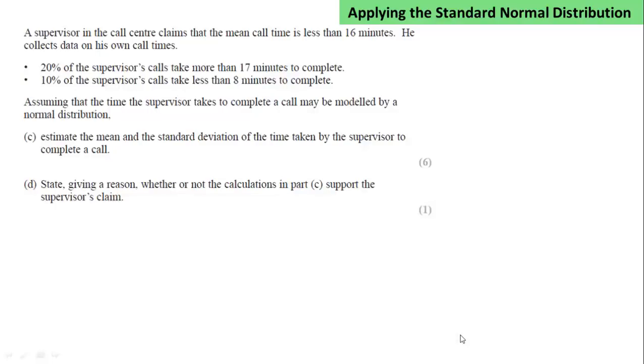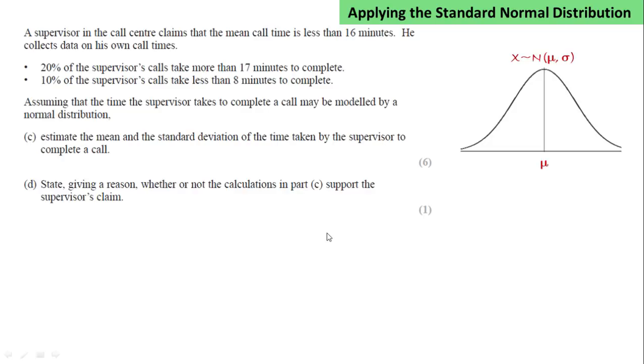Okay, we continue. It's quite a long question. In fact, most of the statistics questions are very wordy, so you have to go through them carefully. So here, a supervisor in the call centre claims that the mean is actually less than 16. He collects data on his own call times. And so 20% of his calls take more than 17 minutes. 10% take less than 8 minutes to complete. Okay? And it says, assuming this is a normal distribution, calculate the mean and standard deviation.